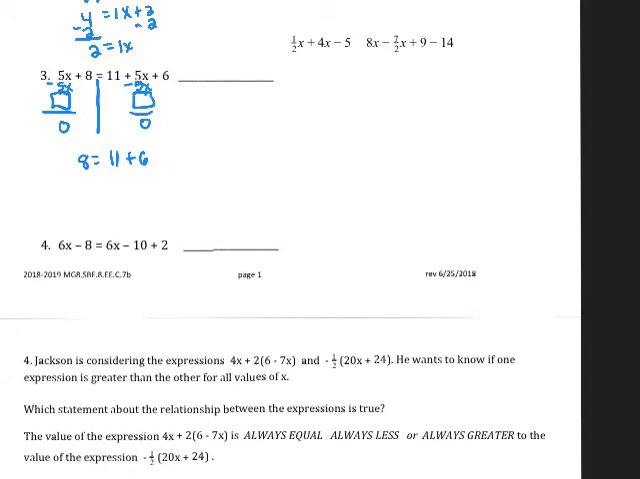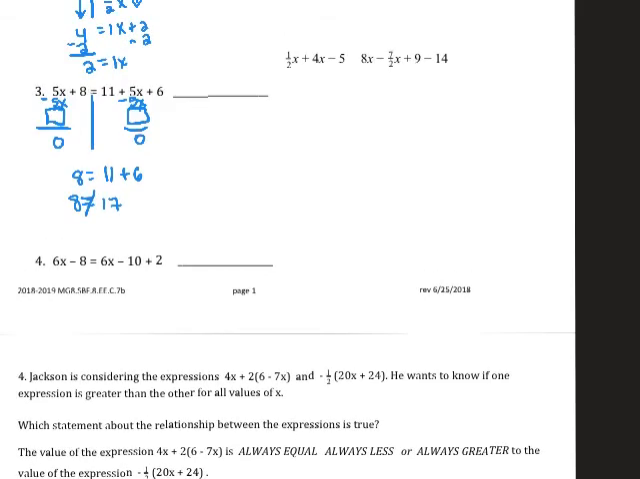Okay, so now we know there isn't one solution. There has to be either no solution or infinite solutions. Well, which is it? If I finish the math, this says 8 is equal to 17. Well, we know that's not true. 8 does not equal 17, and therefore there is no solution.